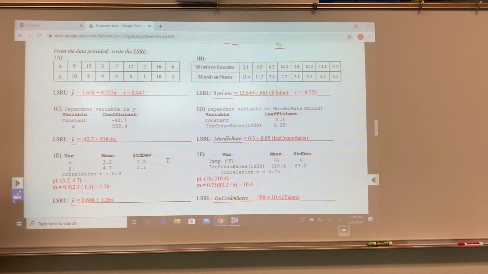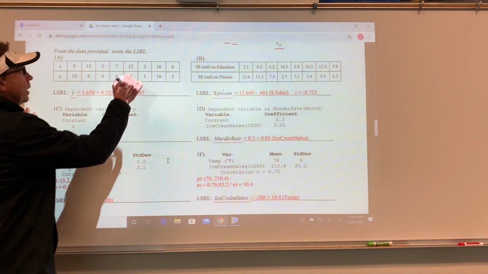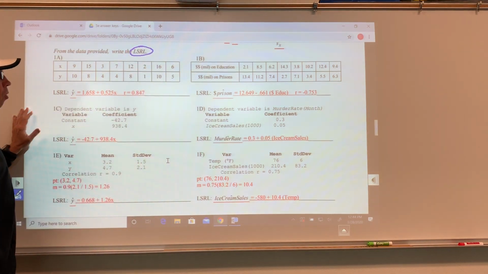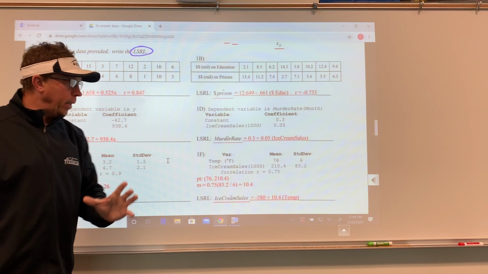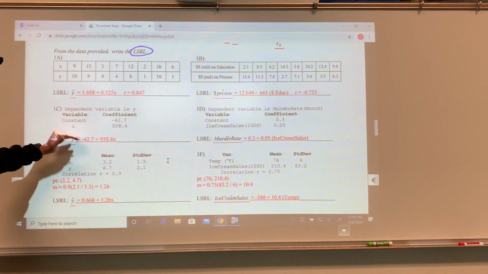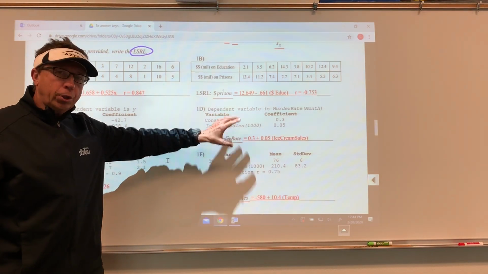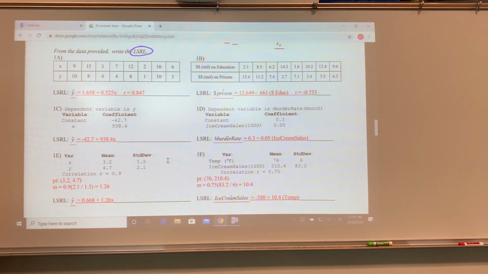Okay, let's handle these 6 problems, okay? From the data provided, write the least squares line. So in A and B, we're going to use a calculator. In C and D, we're going to use a chart that could be given, okay? And then in E and F, we're going to do some calculations, okay? So let's start with A. This is pretty simple.